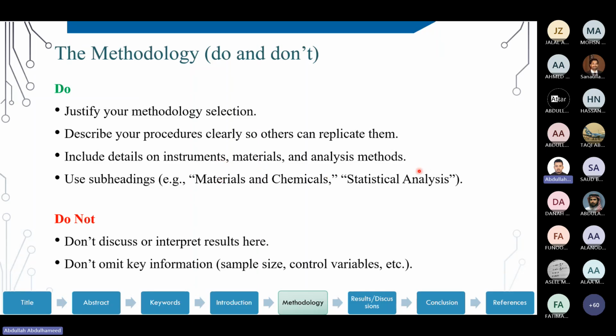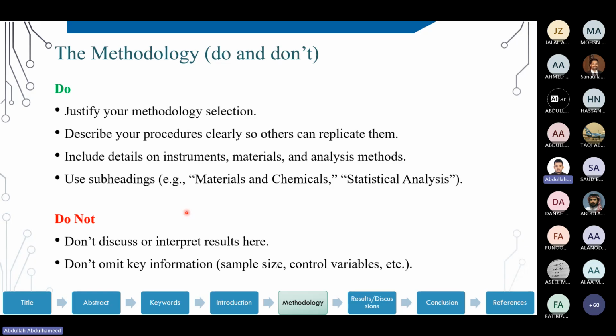So this analysis method you need to also mention. Use subheadings. This is also very important, because sometimes the methodology cannot fit all these things under one heading. You need to have subsections. You know, the section is methodology, then you have to have subsections.